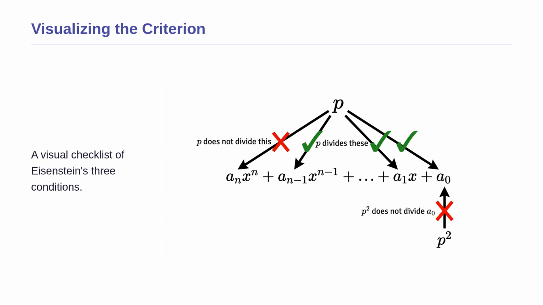Let us visualize these three rules together to see how simple the checklist really is. Look at the diagram on screen. You scan the polynomial from left to right. First, look at the leading coefficient on the far left. Your prime p must not divide it, indicated by the red cross. Next, look at all the remaining terms to the right. Your prime p must divide every single one of them, shown by the green check marks. Finally, look at the constant term at the very bottom right. The square of your prime must not divide it. If your polynomial matches this exact visual pattern, it is unbreakable.